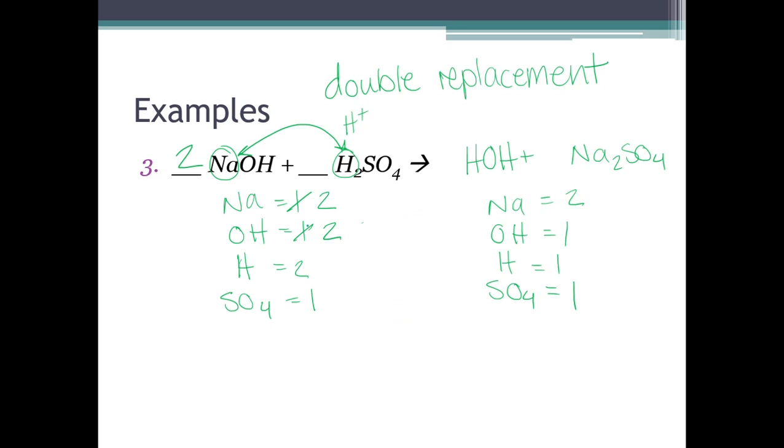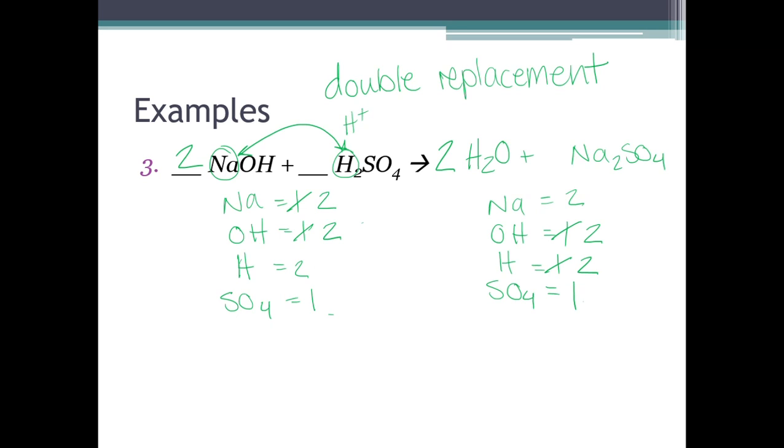Let's fix what we broke. That means that we need to put a 2 over here in our products to bring hydroxide back up to 2. That'll also change hydrogen to be 2, which we wanted it to be. We had 2 hydrogens in our reactants. And then sulfate is 1 and 1. So that is balanced. We have 2 moles of sodium hydroxide reacting with 1 mole of sulfuric acid to produce 2 moles of water and 1 mole of sodium sulfate. And if it just really bugs you, it kind of bugs me, we can replace this, HOH, change it back to good old H2O.